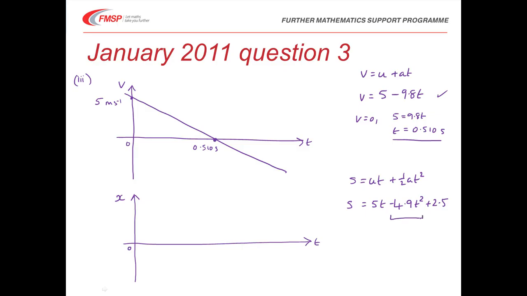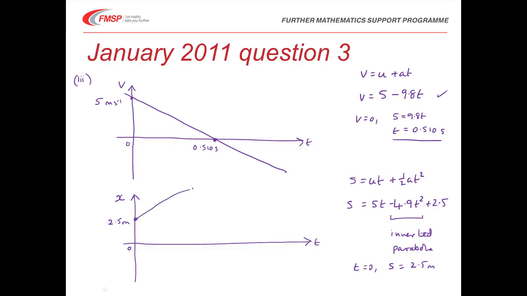So what does this equation look like? Well, for a start, it's an inverted parabola, because I have a negative coefficient of t squared, and also when t equals 0, the displacement is positive 2.5, because it started 2.5 meters above the ground. So I'm just going to mark on a point on the axis here, because it doesn't start at 0, 0. It goes up and then comes down.